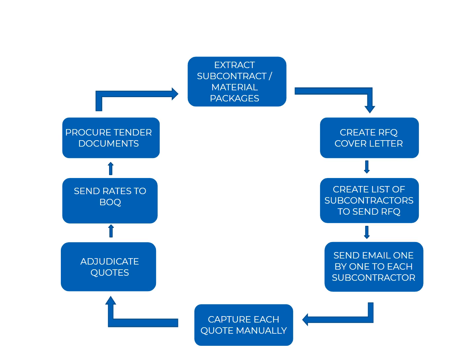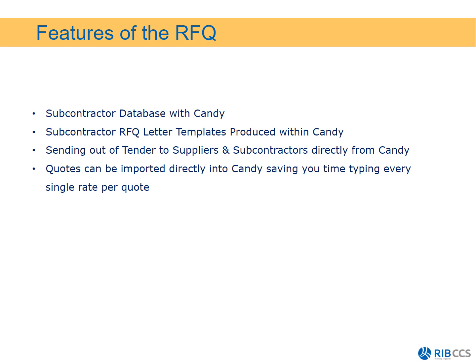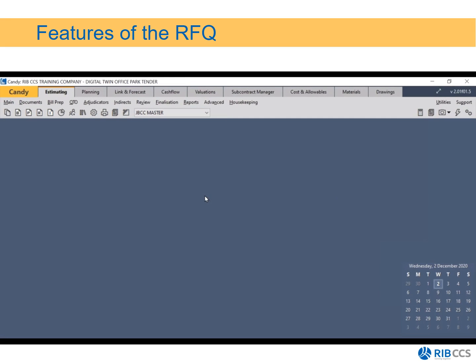Okay. I'm now going to take you through the features of the RFQ. So firstly, the subcontractor database that is within Candy. I'm going to show you the subcontractor RFQ letter template that gets produced in Candy. I'm going to show you the sending out of a tender to suppliers or subcontractors from within Candy, and then the quotes can be imported directly into Candy, saving you time typing every single rate or quote. Okay, so back into Candy.